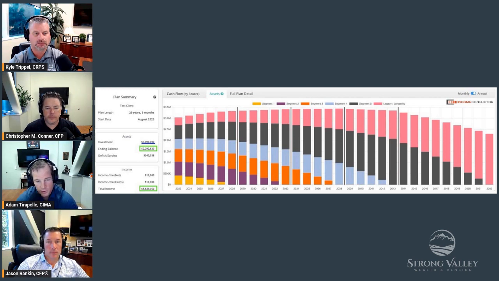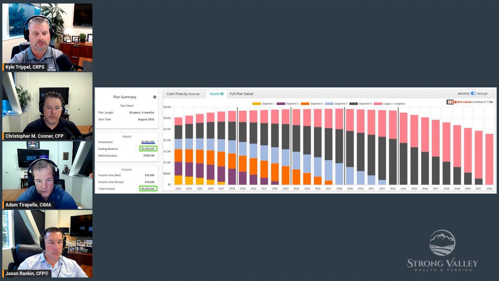So in this particular example, again, a lot of assumptions. I think the segments are set at cash returns for the first one, which is like 2%, and then 3% for segment 2, 4% for 3, 5% for 4, and 6% for segment 5. And then I think the legacy longevity bucket is set at like 6.5%. So again, blended still very conservatively, but it's an example.